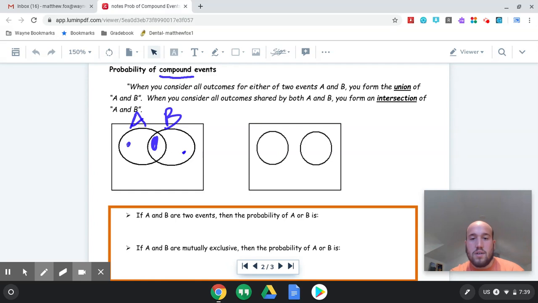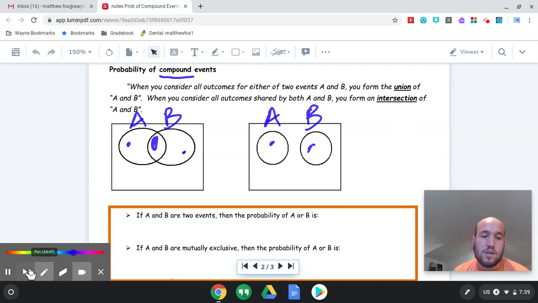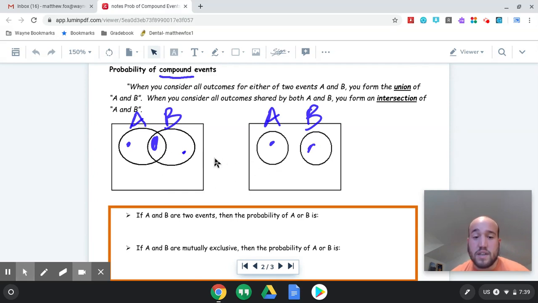Now, what if instead A was still you're in 10th grade and B was you're in 11th grade? In that case, there are some people in 10th grade and some people in 11th grade. There is no one that is in both of those grades at the same time. That is not possible. It's one or the other. So those are 2 situations where we have compound events, with 2 different diagrams representing that.